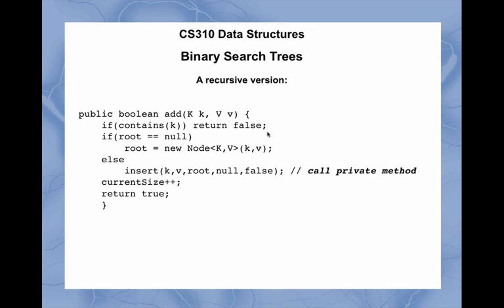If the root is null, then we know that the tree is empty, so root gets a new node. Otherwise, it doesn't contain it, the root is not null, then we call insert. We pass in the key and value, we pass in the root, the parent, and did we go left or not. On return from this insert, we increment the current size and return true. So let's look at the insert method.